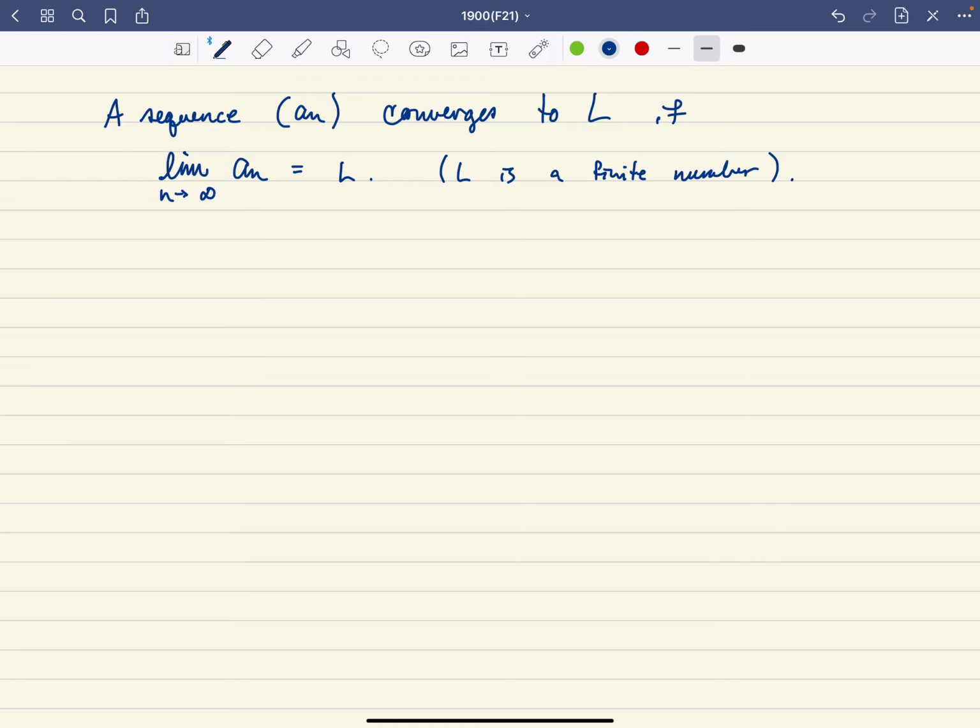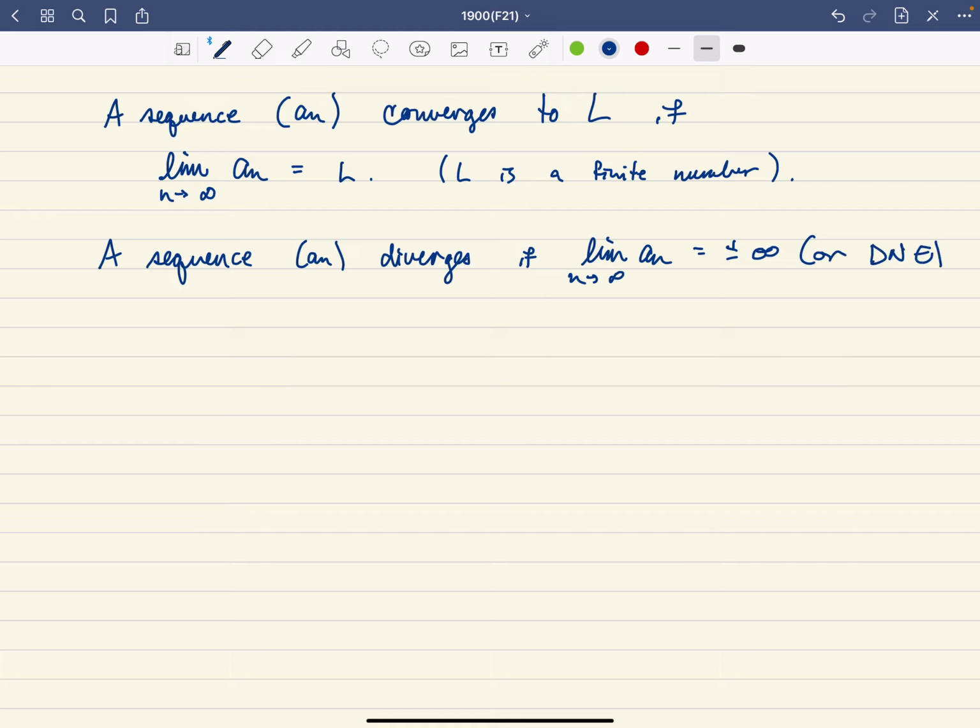Okay, if this limit's infinity, we say it diverges. So a sequence a sub n diverges if the limit of a sub n is equal to infinity or negative infinity, or if it doesn't exist. Okay, and then if the sequence has a limit and the limit's 5, then we say that the sequence converges to 5. So in general, we say the sequence converges to L if that limit is L.